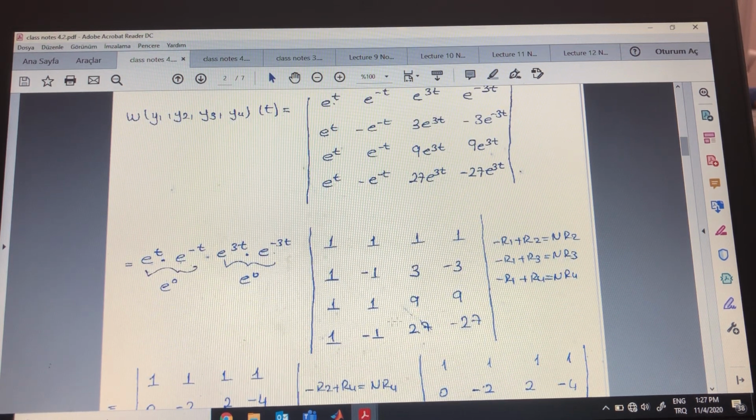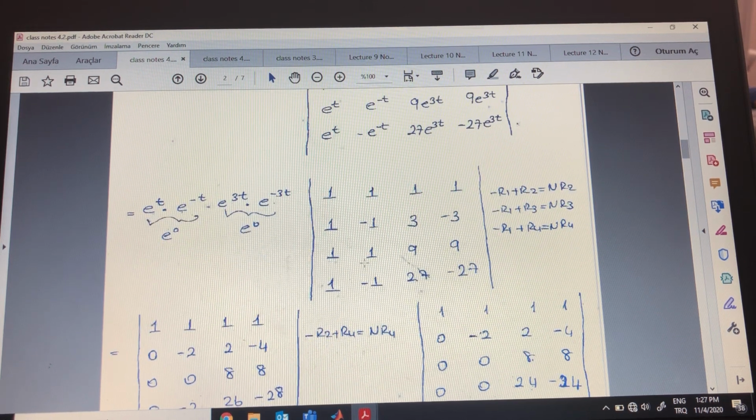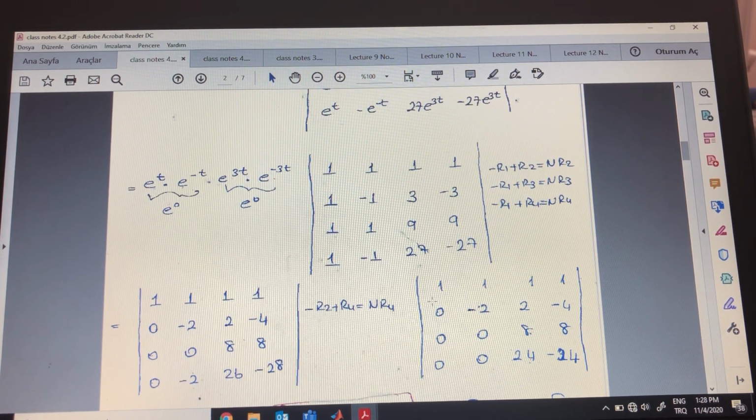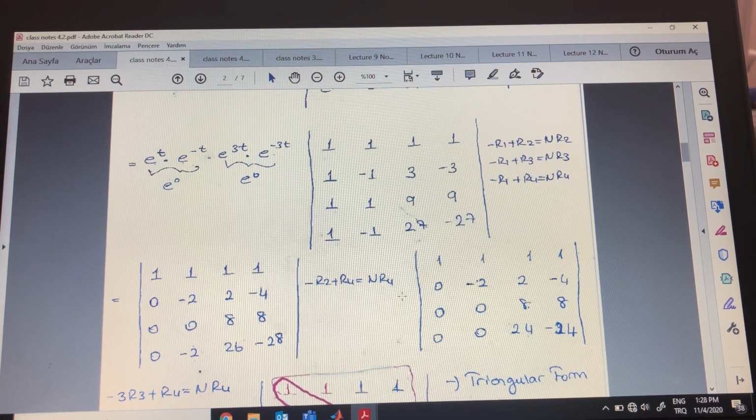And now you need to find the determinant of this 4 by 4 matrix. And you know how to do that. You need to do Gaussian elimination. You can put this matrix in triangular form. Once you have the triangular form, the determinant will be the multiplication of the diagonals. So this is the easiest way to do that.